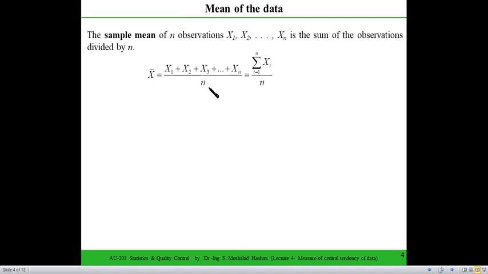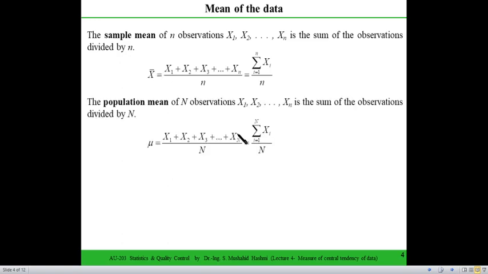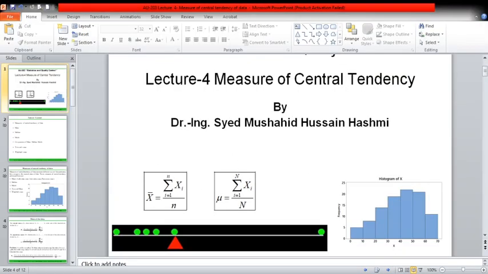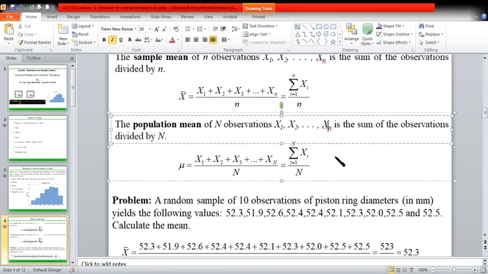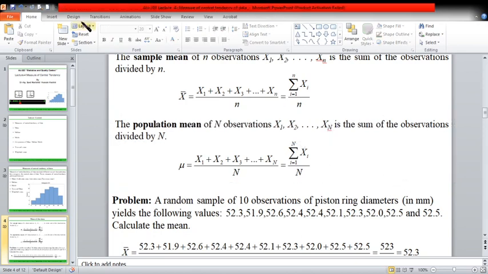Small n represents the sample size, and we use a bar over the letter x to represent the sample mean. If your observations are taken from your population, so we are investigating not just a sample, then here actually it should be not small n, it should be capital N. So all your observations go from small to capital N.